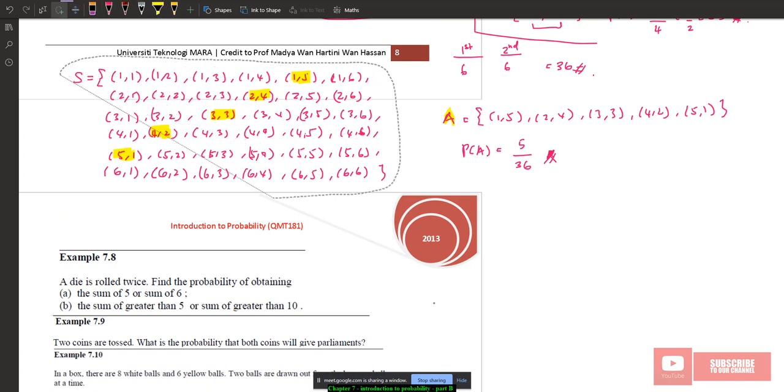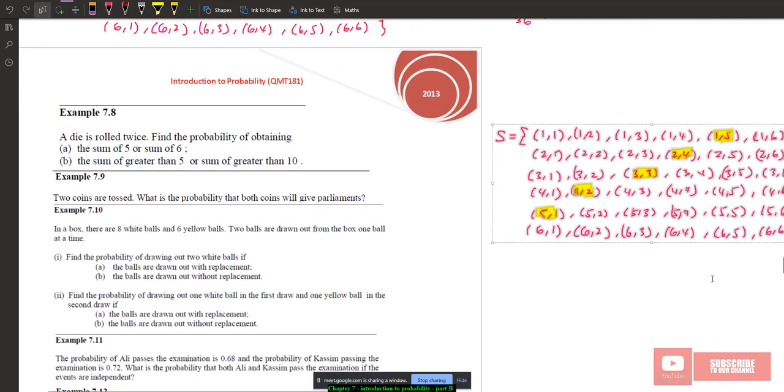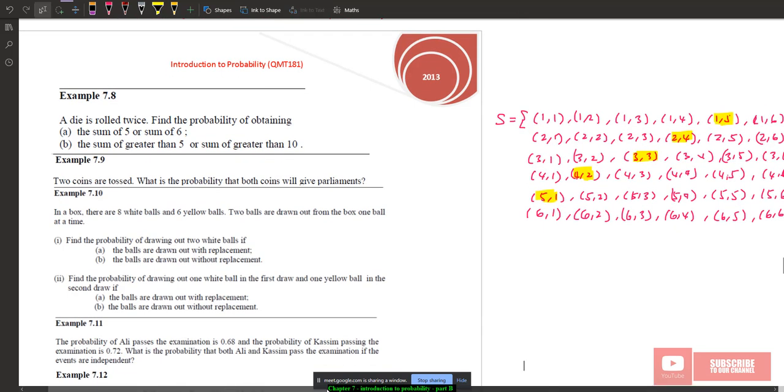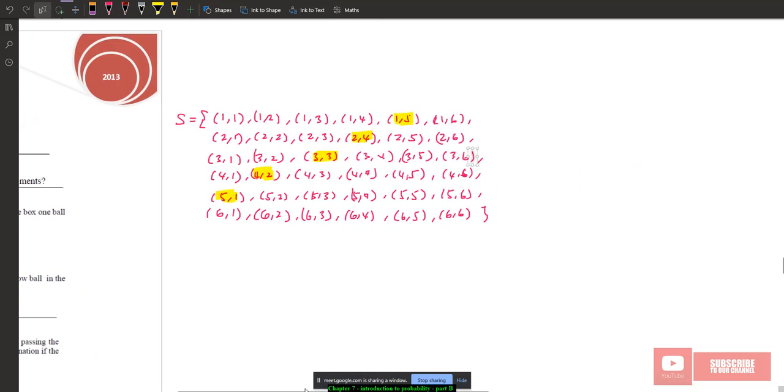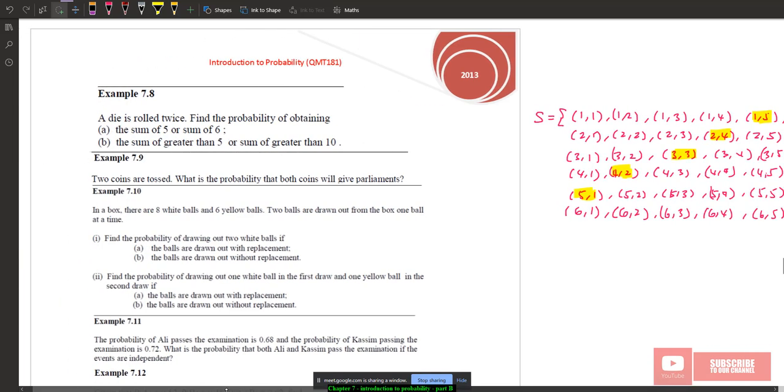We have already derived the sample space of rolling two dice. So this is the sample space for rolling two dice. Now, first, the question asks us to find the probability of obtaining a sum of 5 or a sum of 6.